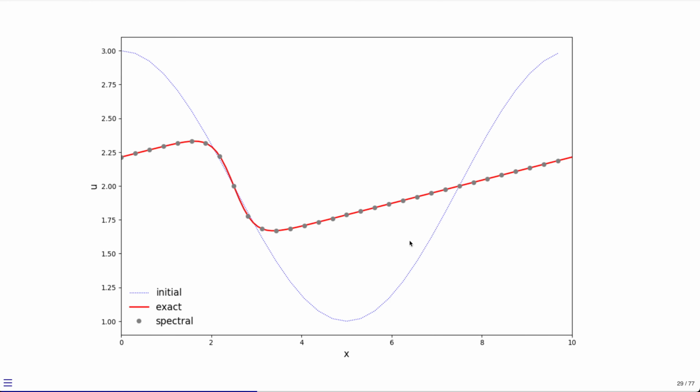Here, the blue thing is our initial condition, and then after it's cycled on itself, it's a periodic domain, so it evolves on a periodic domain, and it creates this object. And you can see the exact solution is the red curve, and the spectral points are listed. And visually you can't distinguish the difference between the two. It's great.